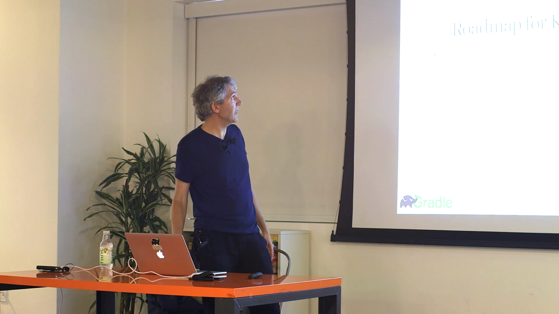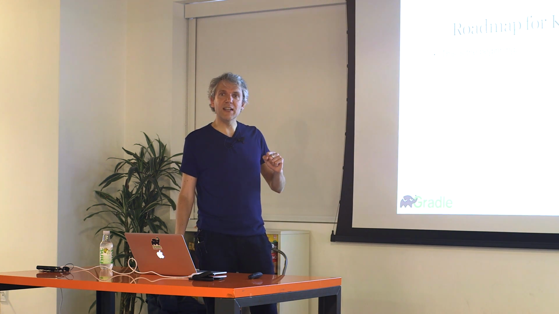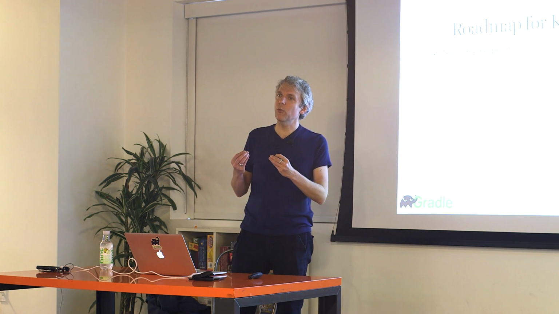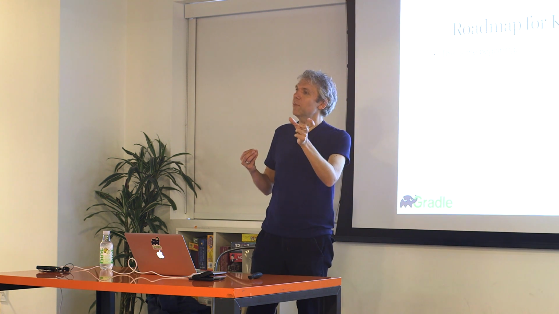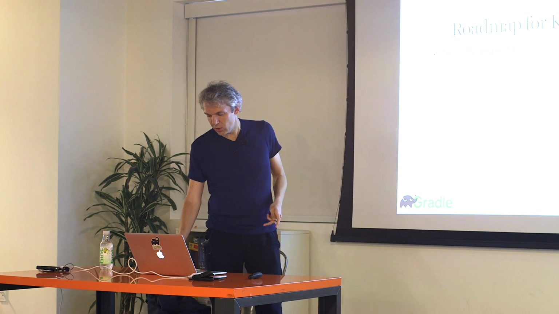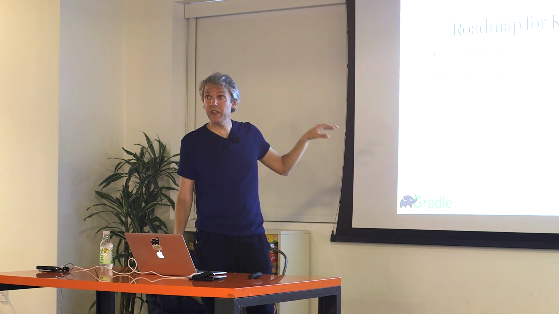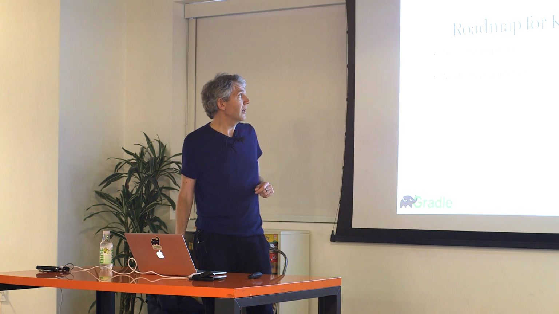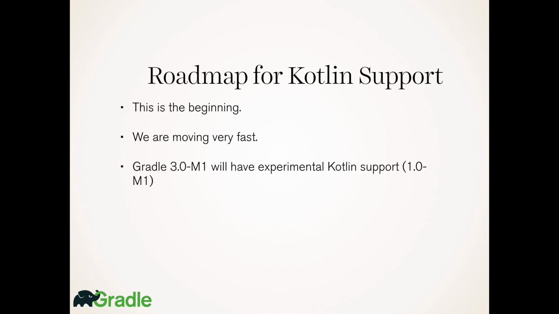So our roadmap is, this is the beginning. Especially in regard to the DSL, there's a lot of smart stuff we want to do. For example, that you have also content assist for adding dependencies to compile, test compile configurations, and things like that. But we are moving very fast. So this is something we want to have production ready this year, right? And usable earlier than that. So Gradle 3.0 milestone 1 will have experimental Kotlin support 1.0 milestone 1.